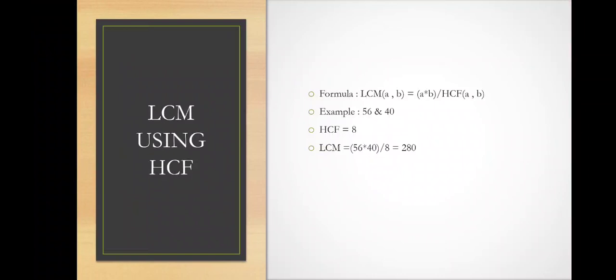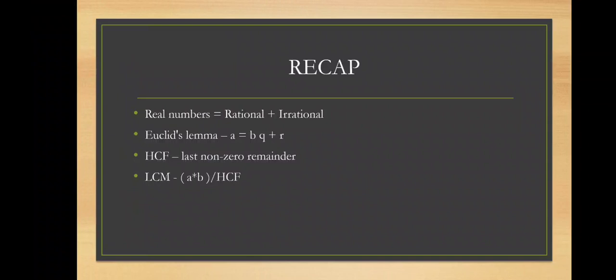Now let us find LCM using HCF. The formula is product of numbers divided by HCF. Using the example, we calculate LCM step by step. We already found HCF as 8. Now we use the formula. LCM equals product of numbers divided by HCF. So 56 into 40 divided by 8 gives 280. Therefore, LCM of 56 and 40 is 280.